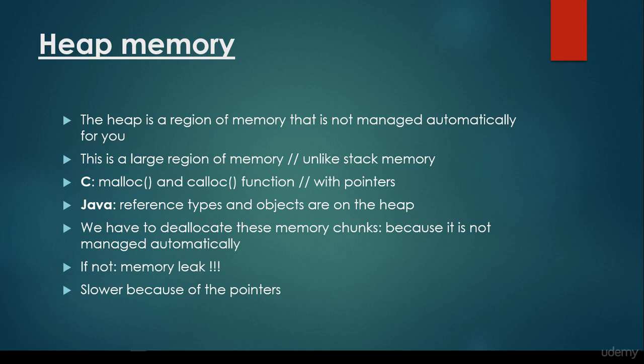If we do not get rid of these objects from the heap, this is what's called a memory leak. A memory leak basically is the situation when there are dead objects on the heap memory. We do not use these objects and classes, but we have forgotten to remove them from the heap memory. And because it uses pointers, that's why it is slower than stack memory.